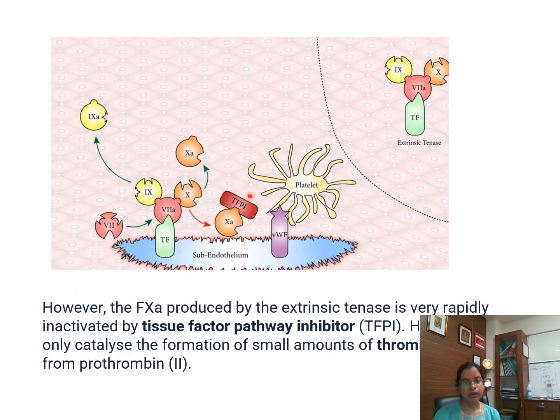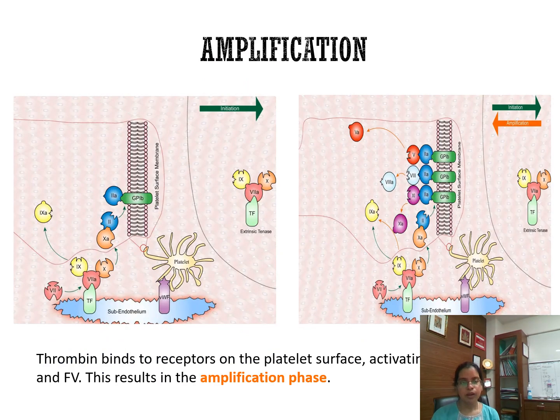Now the activated factor 7A which is produced is rapidly inactivated by tissue factor pathway inhibitor. So only small amounts of thrombin are produced from activated factor 10A. So this is called thrombin spark, as only a small amount is produced. Now initiation has taken place. Now we will talk about amplification.